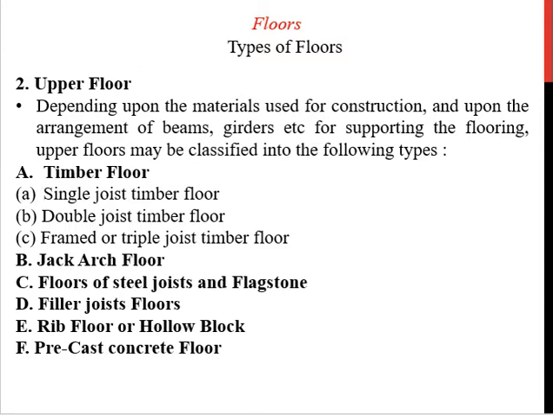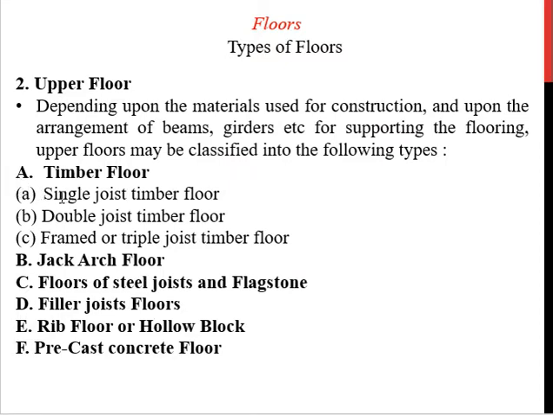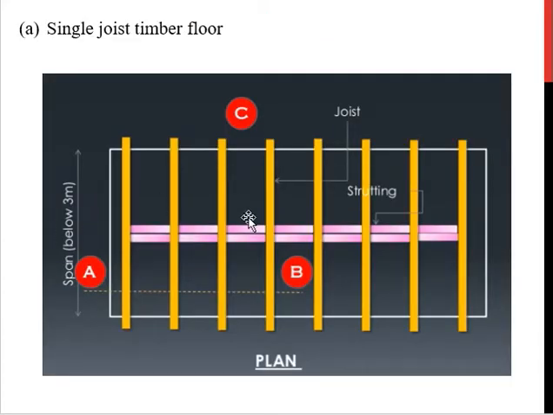So let's quickly move to the timber floor. In the timber floor basically we are going to have timber flooring on the floor. So if timber is present, then that goes under timber flooring, and we basically categorize timber flooring into three parts: single joist, double joist, or triple joist, depending upon how many joists we are actually providing in the upper story. So let's move at first to the single joist type of flooring.